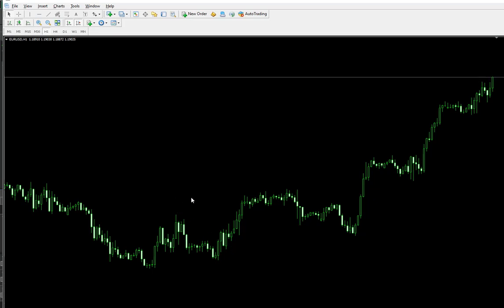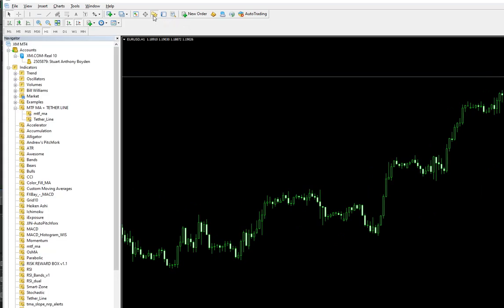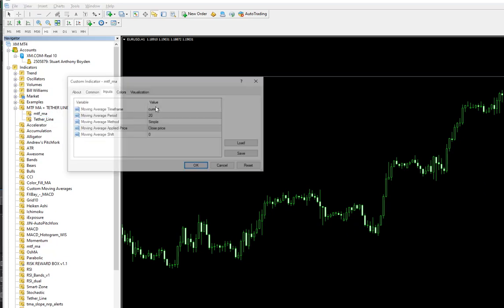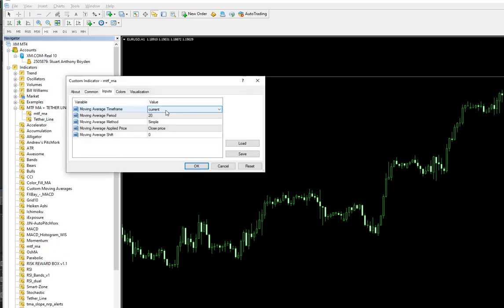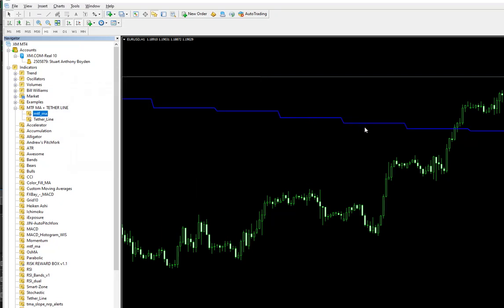So the first indicator we're going to add to the chart is one that I've reviewed on this channel before. It's the multi-time frame moving average. We'll just add it to our list, drag it onto the chart, and set the time frame to 1 day with a 20 simple and close price. Click OK, and there we go. Whenever price is below the blue line, we will look to sell, and whenever the price is above the blue line, we will look to buy.